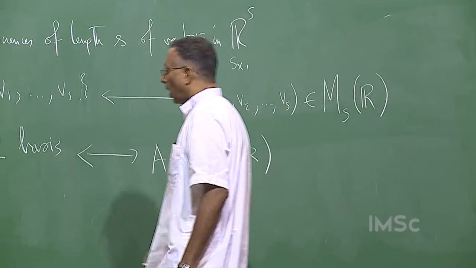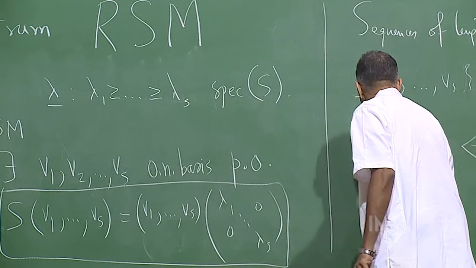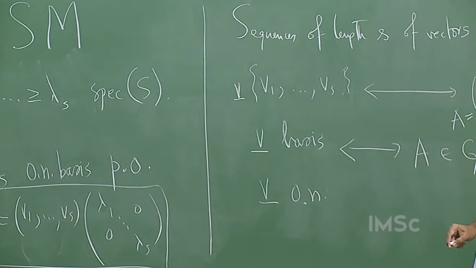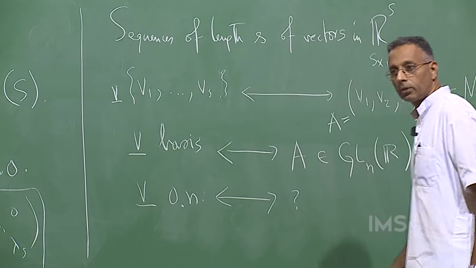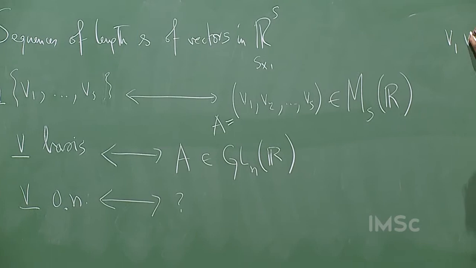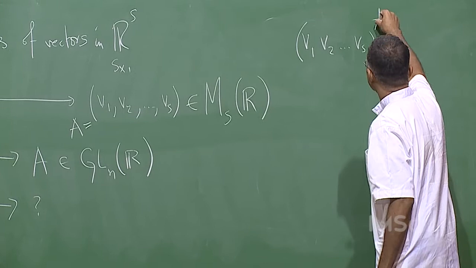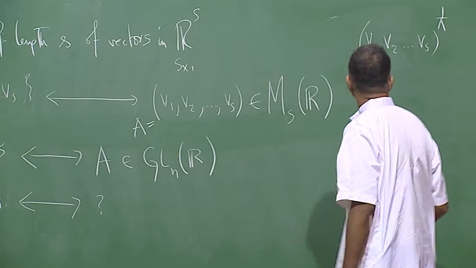Okay. So next, V, suppose it's orthonormal, positively oriented. So suppose it's only orthonormal for the moment. What kind of matrix do I get here? What is A? So for that, let's do a computation which we are all familiar with. I take this matrix and take its transpose. I'm writing conjugate transpose, but since we are in RS, it doesn't matter. Okay. So let's do this calculation.